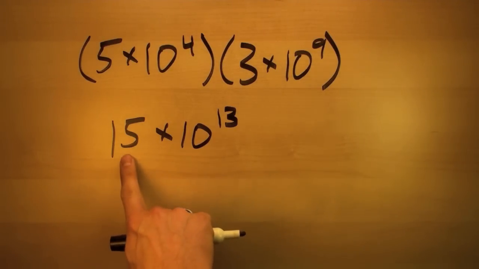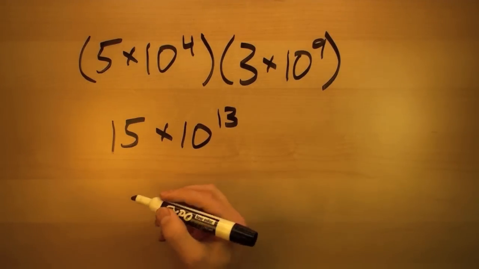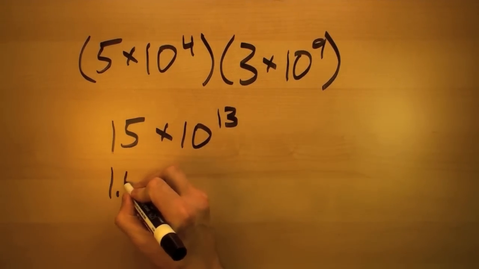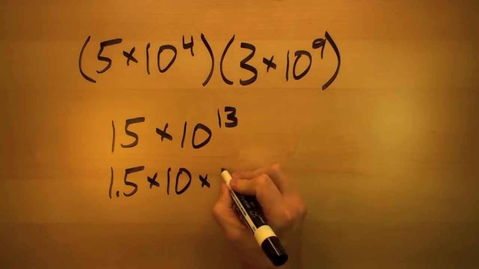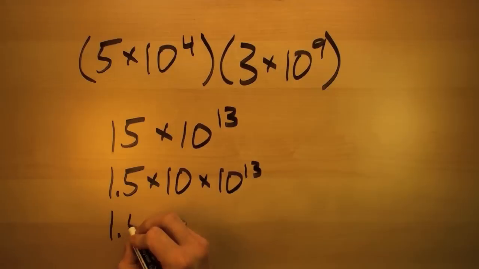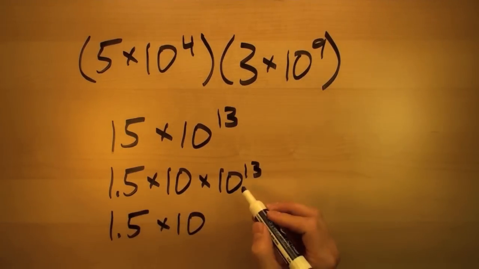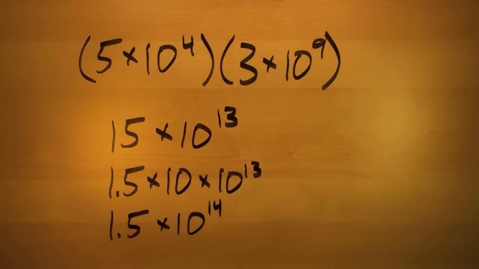Why not? Because this lead number is not between 1 and 10. Notice that we can rewrite 15 as 1.5 times 10, and then we have the times 10 to the 13 that we already had. Right? 1.5 times 10 is 15, and then we just have the 10 to the 13th. But now if we combine our 10s, we get 1.5 times 10. Well, 10 to the 13th times 10 is 10 to the 14th. And now we have our answer written in the form of scientific notation.